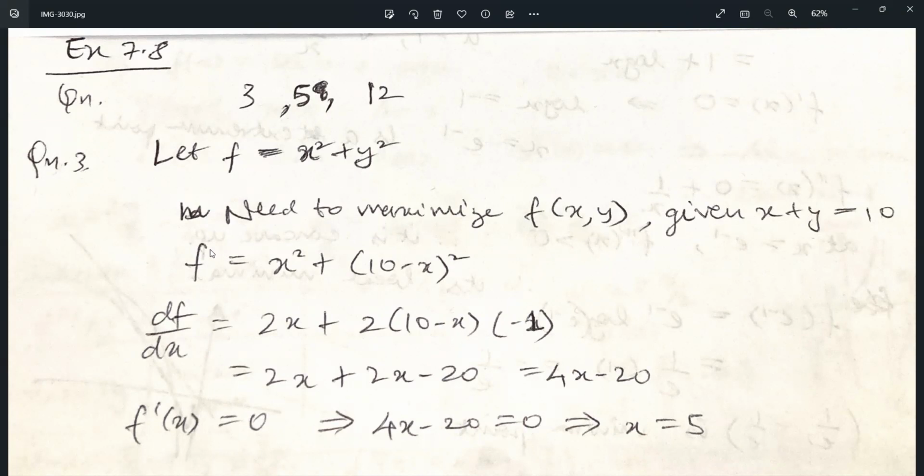Now I am rewriting this function only in terms of x. So x is x, y is 10 minus x. So we have the expression x square plus (10 minus x) the whole square. Now we apply the first order differentiation, that is df by dx gives us 2x plus 2 into (10 minus x) into minus 1. So this gives us 2x plus 2x minus 20, which is 4x minus 20. To get the critical point, we apply f'(x) equal to 0, which gives us 4x minus 20 equal to 0, and then x equal to 5.